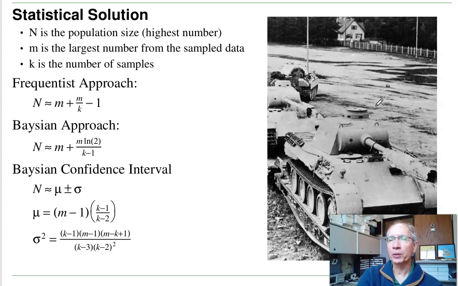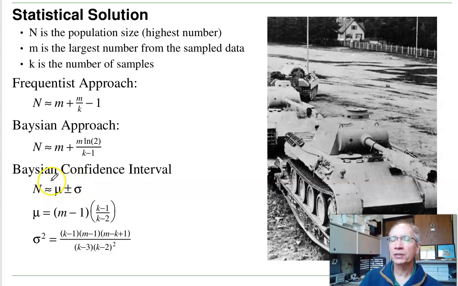There's the frequentist approach. You have the capital N, the number of tanks, is roughly M. So if I have like 141 for one of the tank numbers, I know there's at least 141 tanks being built. Plus M over K minus 1. That's one approach. A Bayesian approach says N is roughly M plus M log 2 over K minus 1. A third approach is the Bayesian confidence interval.